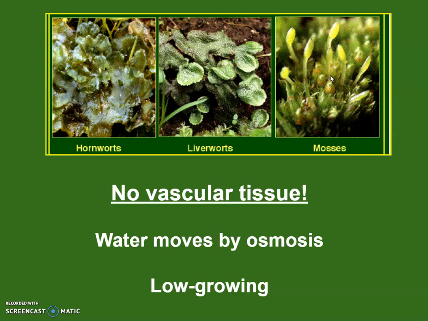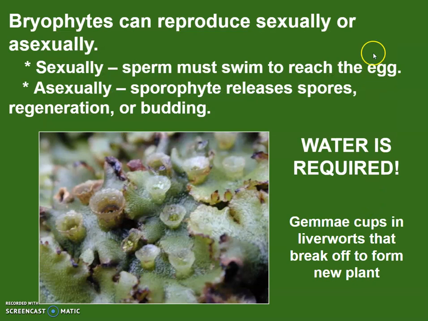Because they don't have these, they're also low growing to the ground so that they can take in water and use osmosis to get it to all parts of the plant. Bryophytes can reproduce sexually or asexually. For the sexual reproduction, the sperm must swim to reach the egg, while for asexual reproduction, they reproduce by releasing spores, regeneration, or budding. Budding is when a portion of the plant ends up popping off, and then that portion of the plant can regrow into a new plant. Water is required for reproduction for them.